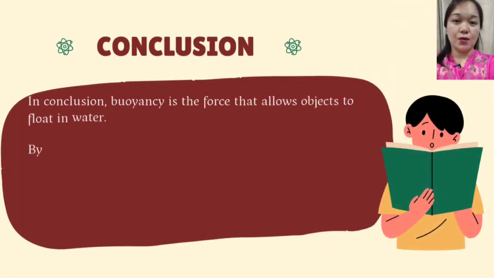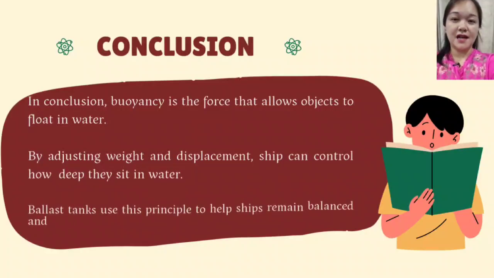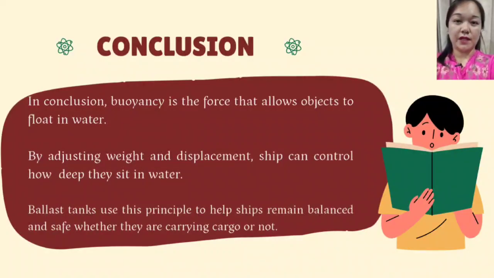In conclusion, buoyancy is the force that allows objects to float in water. By adjusting weight and displacement, ships can control how deep they sit in the water. Ballast tanks use this principle to help ships remain balanced and safe whether they are carrying cargo or not.